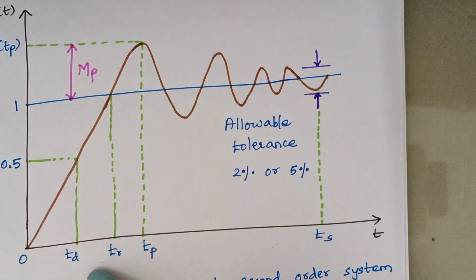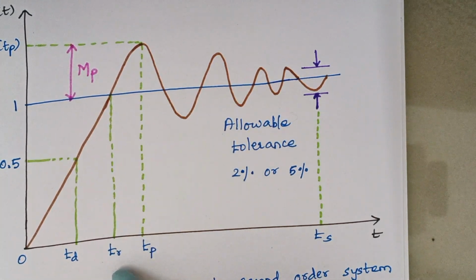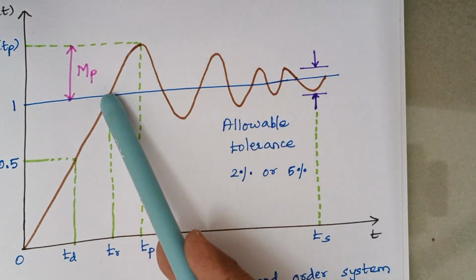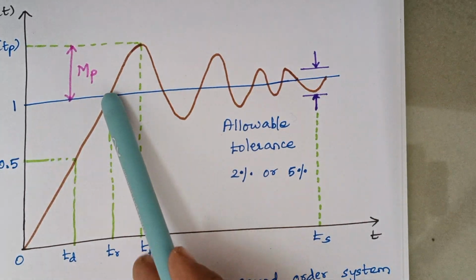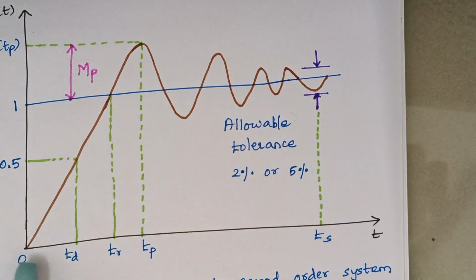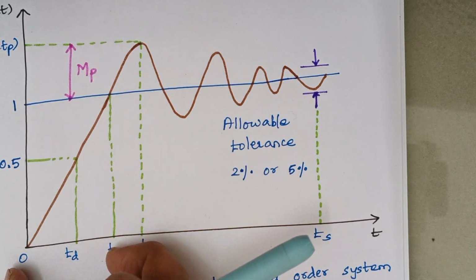Right. The next one is rise time. Here this is your rise time. The rise time is nothing but the time taken by the response to reach the final value. Here the final value is 1. So the time taken to reach the final value, that is from 0 to this point, is known as rise time.